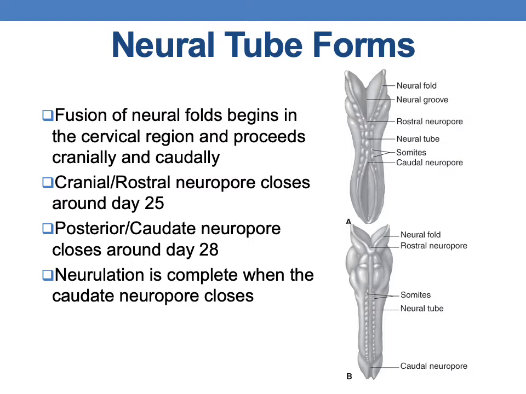Now, after all the folds have fused, there will be an opening on each end of the neural tube, kind of like a paper towel tube. These open ends are called neural pores, and they need to close to complete the process of neuralization. The cranial, aka cephalic, aka rostral neural pore closes around day 25, and the posterior or caudate neural pore closes around day 28. So the tail end of the neural tube closes 3 days after the head end closes. Neuralization is complete when the caudate neural pore closes.